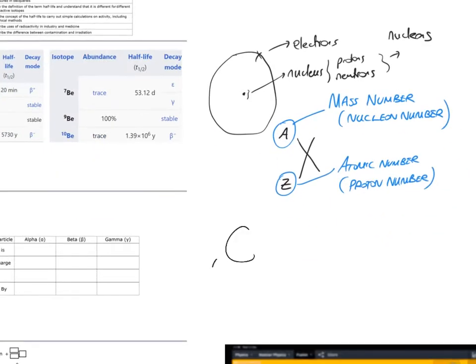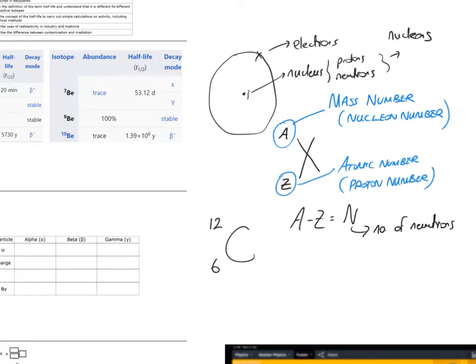A couple of examples. Carbon: 6 protons in the nucleus, so the atomic number is 6. There are 6 neutrons joining the protons in the nucleus, so the total mass number is 12. The number of neutrons can be calculated by taking the mass number and subtracting the number of protons. That gives the number of neutrons.